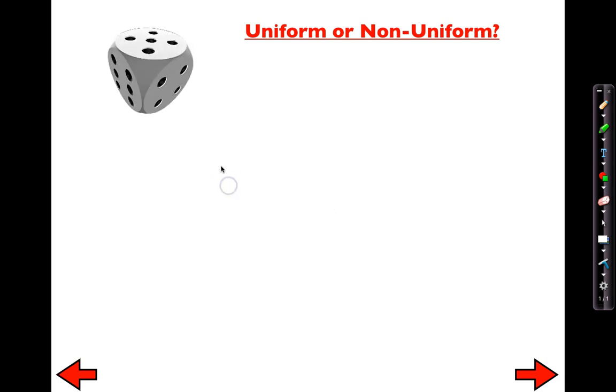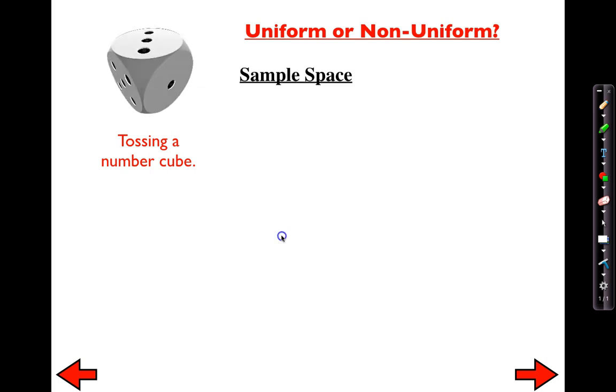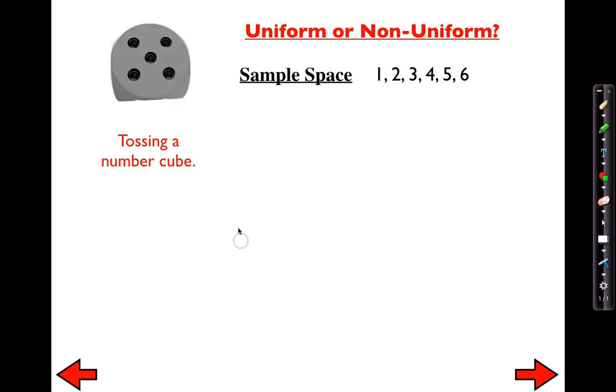Okay, moving on to another example. So here the event is to toss a number cube. Okay, so before we talk about if it's uniform or non-uniform, let's quickly talk about the sample space. The sample space, just a quick reminder, is all the different outcomes. So the sample space would be 1, 2, 3, 4, 5, or 6. So the question is now, is this a uniform or non-uniform probability?